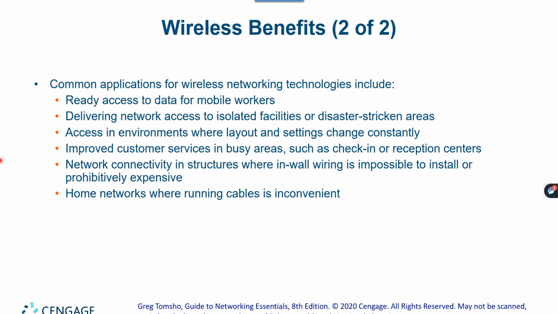Some other things that we can do with wireless networks is give network access to isolated facilities, or maybe if we're in a disaster area, we can bring in a mobile wireless truck that will give everybody access to a wireless network, so that first responders will be able to communicate with each other even when telephones are down.